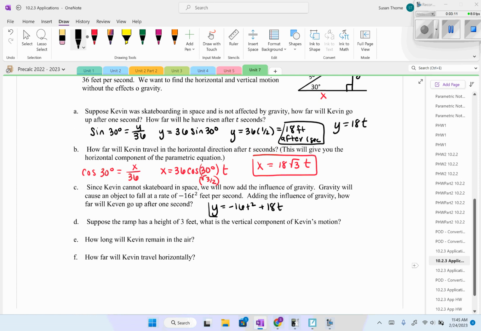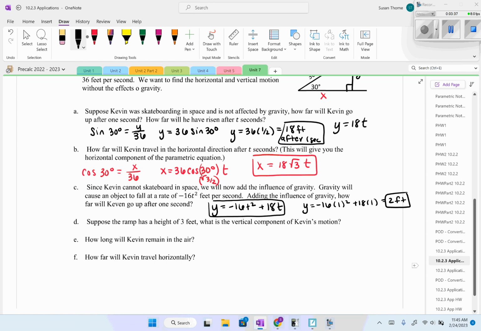And so if we want to figure out with this how far Kevin will go after 1 second, we're plugging 1 in for t and solving. So -16 times 1 squared plus 18 times 1 gives us 2 feet. So after 1 second, we've gone up 2 feet. And then it says, suppose the ramp has a height of 3 feet. What is the vertical component of Kevin's motion?